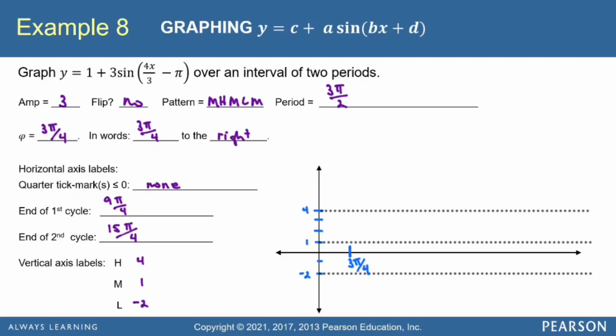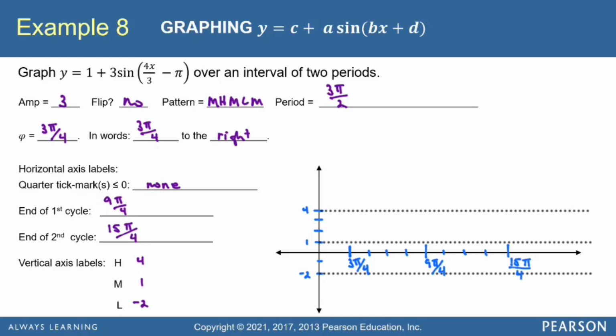Now we need to put our 4 tick marks for the first period. So 1, 2, 3, 4. That is going to be the end of the first period. So we'll label that 9 pi over 4. And then 1, 2, 3, 4 more tick marks. That's the end of the second period, so that's 15 pi over 4.